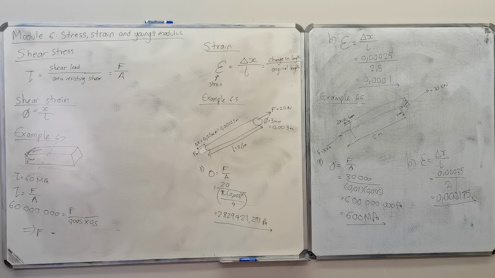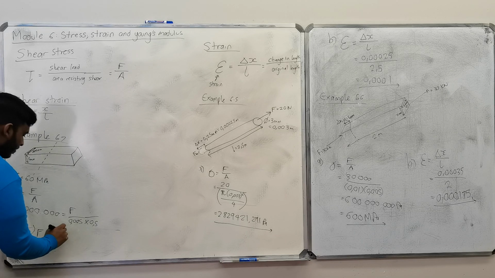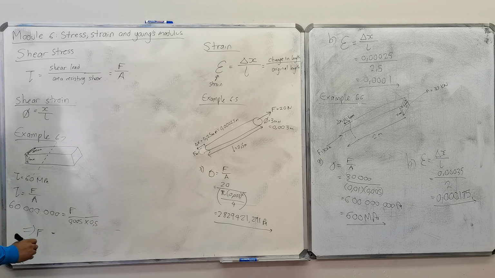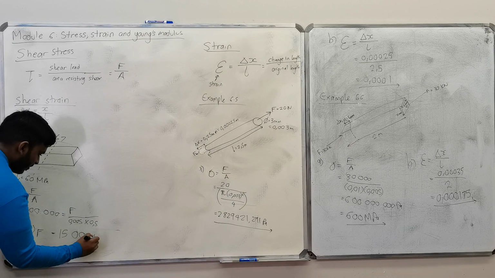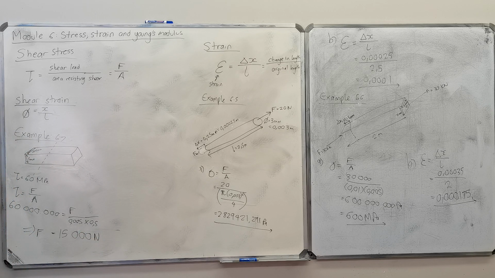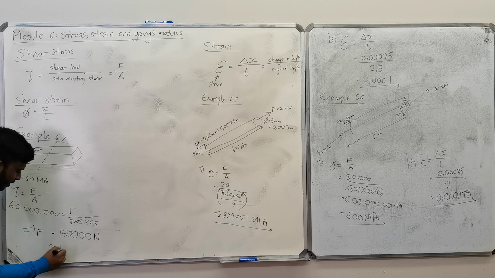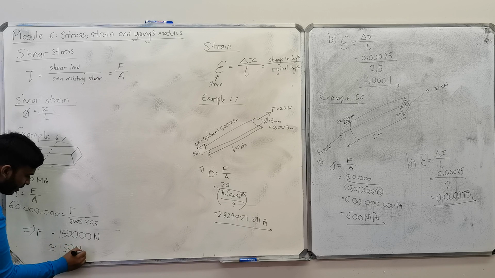So it's 50,000. 50,000. 15. That's exactly right. 150,000. That's one. And that's approximately 150.